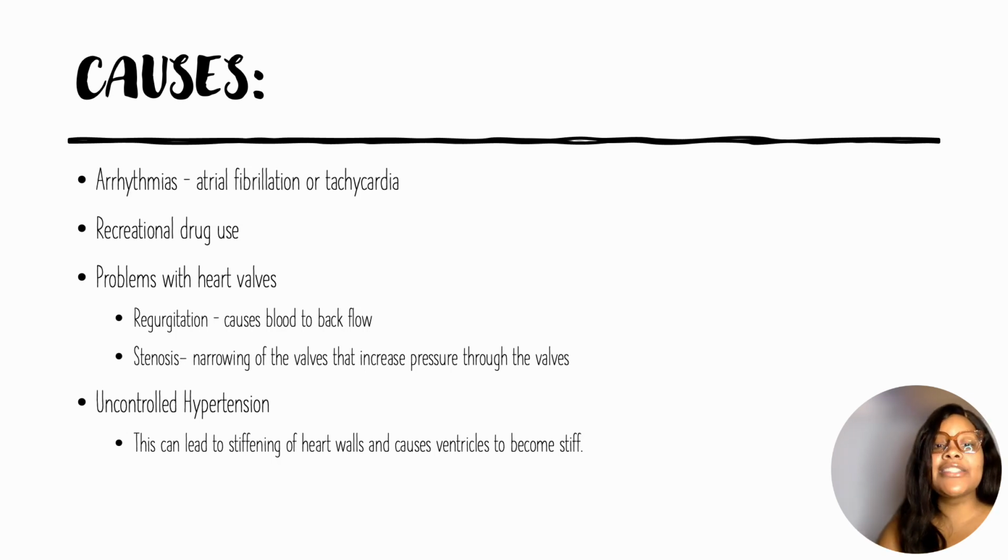If a patient has uncontrolled hypertension, meaning they don't take their blood pressure medicine, they simply don't even know they have high blood pressure, or they don't eat right, this can lead to stiffening of the heart walls and causes the ventricles to become stiff. So I hope that this makes sense, and gave you a little anatomy lesson about how the heart valve works, and if you have narrowing or your valve is not closing like it should, how it can affect your heart's function.